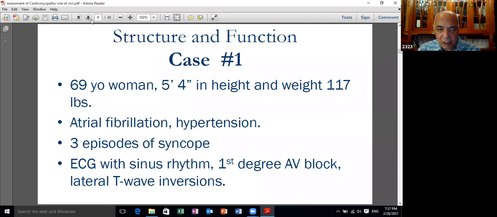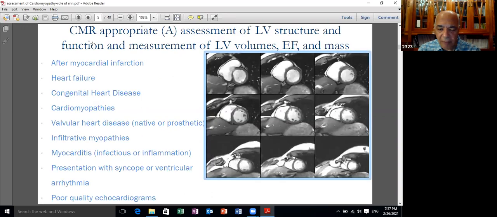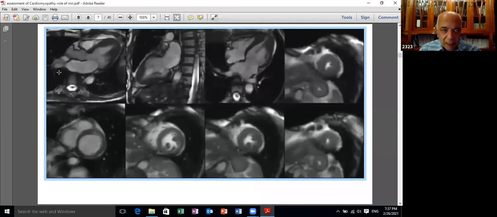Obviously, she is now in atrial fibrillation, and she has lateral T-wave inversions. So this is the CMR. You will find this is a 3-chamber view. This is the left. I hope the pointer is seen clearly here. This is the left atrium. This is the left ventricle, and this is the aorta.